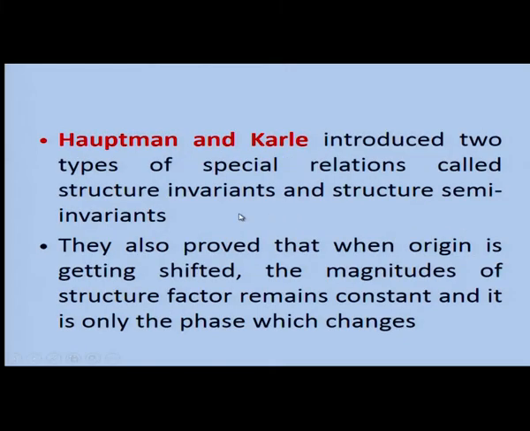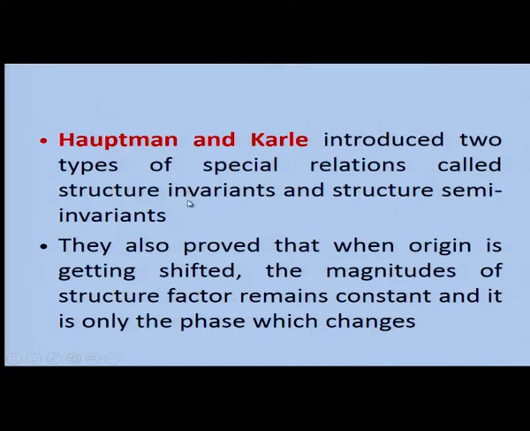Then Hauptman and Karle introduced 2 types of special phase relationships. One is called structure invariance and another is known as structure semi-invariance. Structure invariance means linear combinations of phases which remain invariant or unchanged when the origin is moved. So, it does not tell you where it is moved, that is all. Whereas, structure semi-invariant means a combination of phases which remain invariant or unchanged when the origin is moved within those permitted by space group symmetry. So, here the movement of origin is restricted, here it is general.